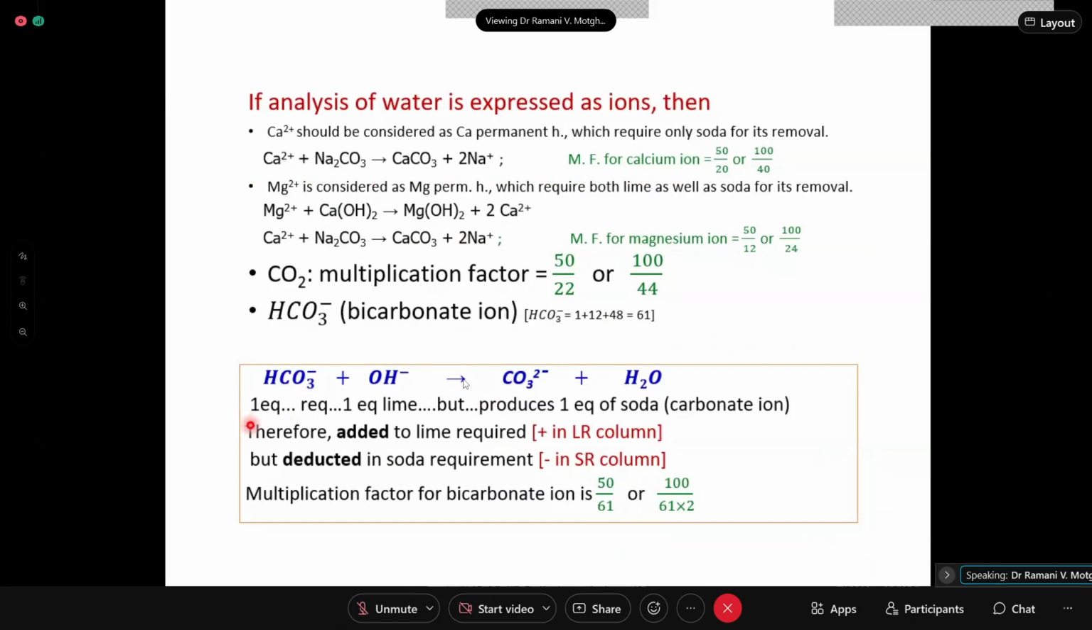Now, if bicarbonate is there, why is it added? Because it uses lime. This bicarbonate present is added in lime required but deducted from soda required, because lime is hydroxide and soda is carbonate. So when bicarbonate is present, it uses hydroxide, so lime is required, but it produces carbonate which is extra from the carbonate added. Okay, that is why it is added in LR but deducted from SR.